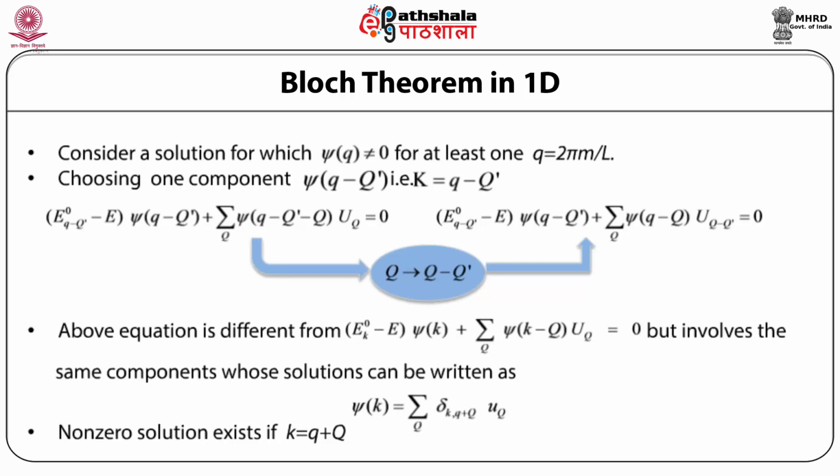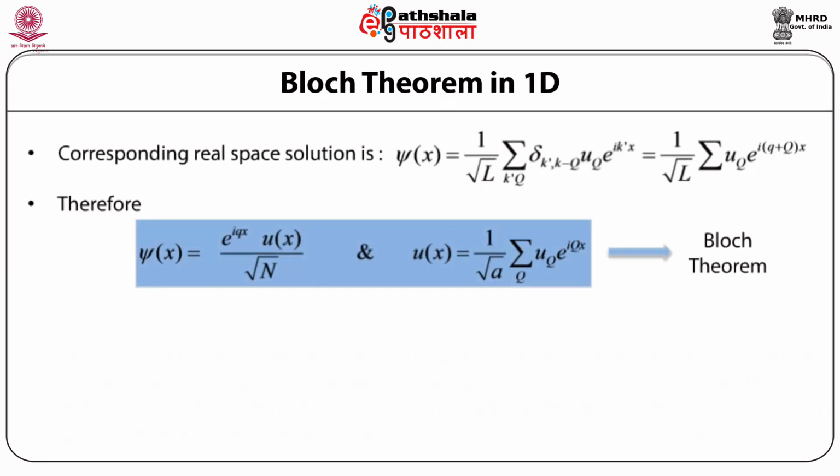The solution of this equation, that is the Schrödinger equation in Fourier space, can be written in the form phi k is equal to summation over q delta k comma small q plus capital Q into U q. Hence, a non-zero solution exists if k is equal to small q plus capital Q, that is k and q are connected by a reciprocal lattice vector capital Q.